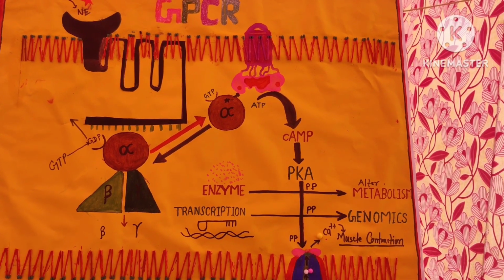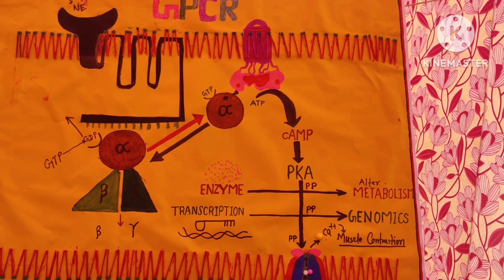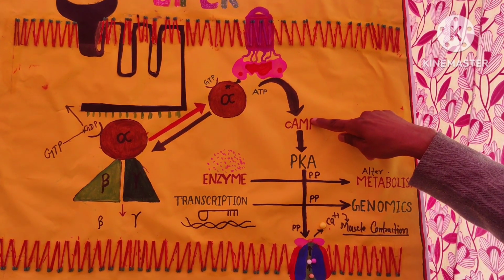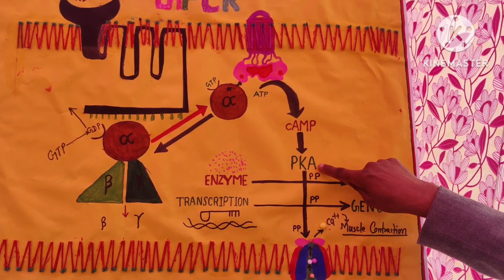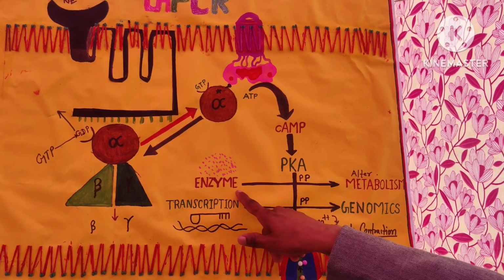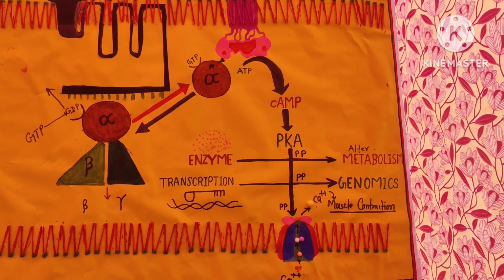the membranous adenyl cyclase, and this adenyl cyclase is responsible for converting ATP to cyclic AMP. Now the cyclic AMP will further stimulate protein kinase A, which is responsible for the phosphorylation of the enzyme, the transcriptional factor, as well as the ion channel, the calcium ion channel.